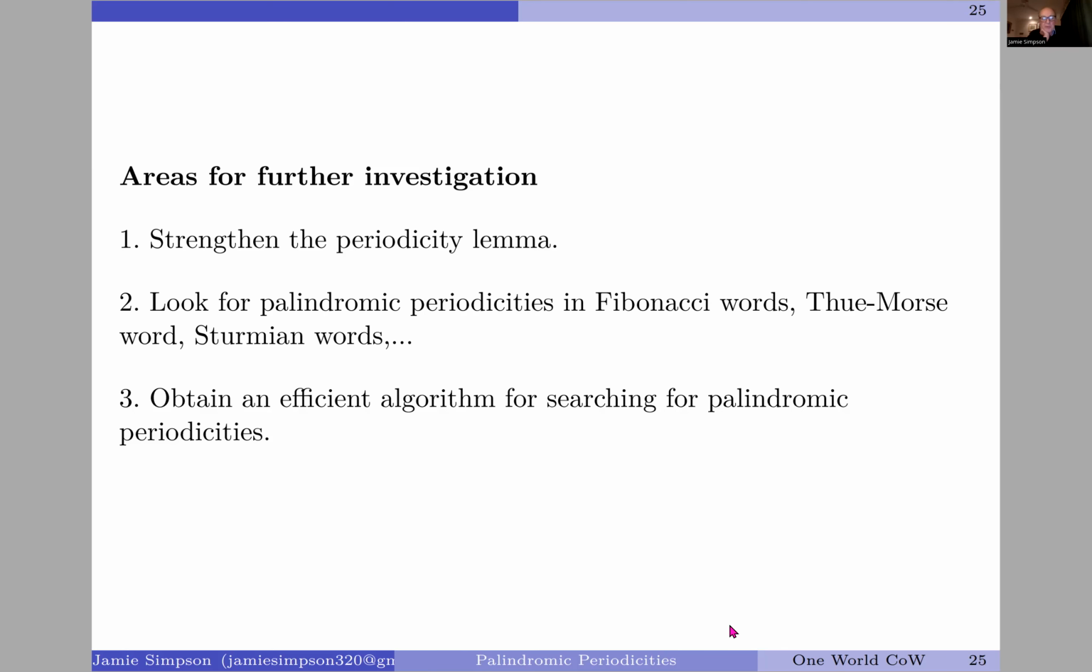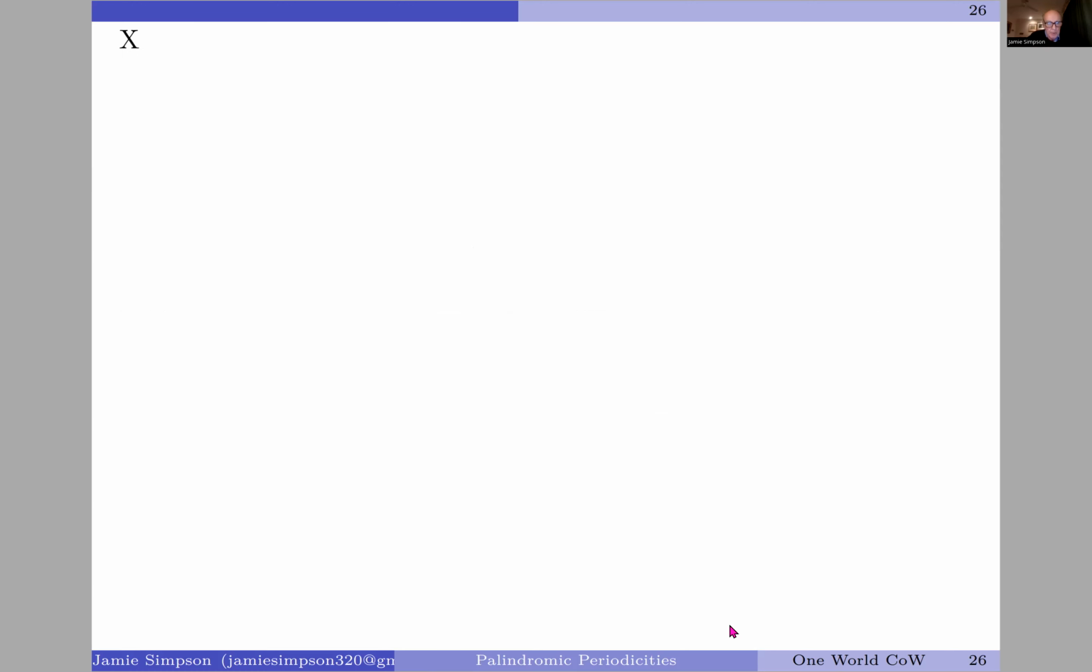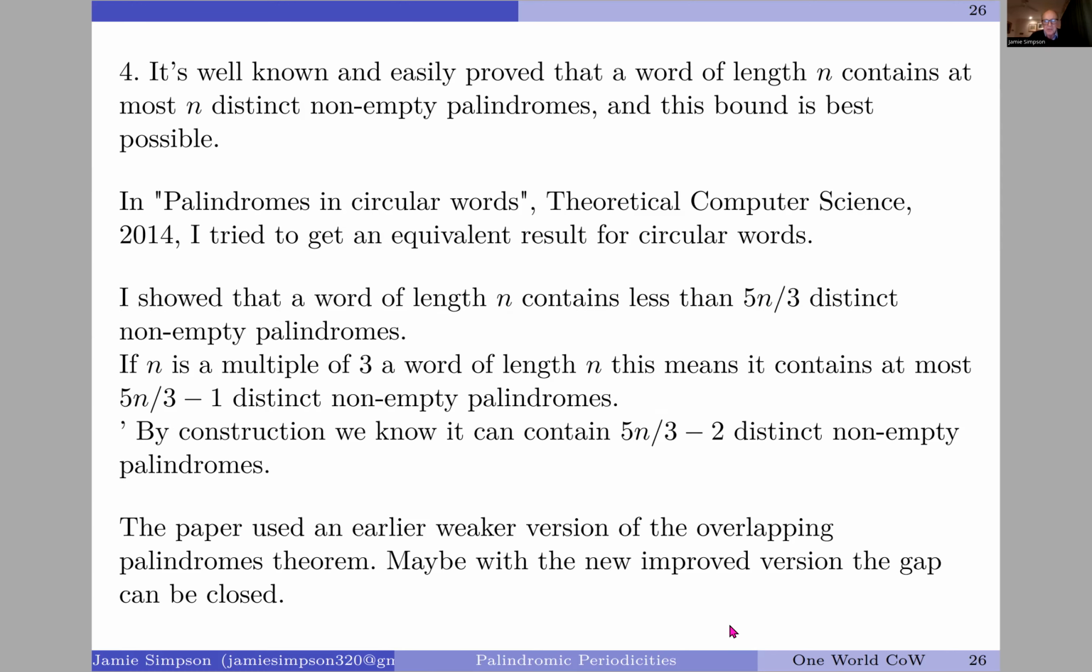The next one is to find an efficient algorithm for searching for palindromic periodicities. The way I did it was a very clunky way of looking for runs, or looking for periodicities, and then checking to see if they're palindromic periodicities. But I mentioned there's a much smarter way of doing it than that. The next one's a bit more complicated.